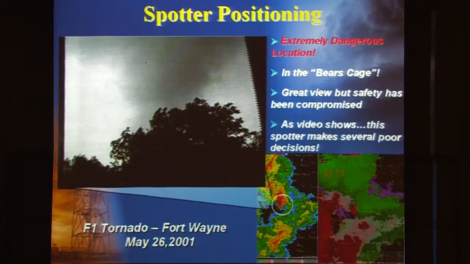And this one here, the radar images are pretty small, but this is up around Fort Wayne, and we have this supercell storm right here. Over here on the right-hand side is the Doppler relative velocity data.